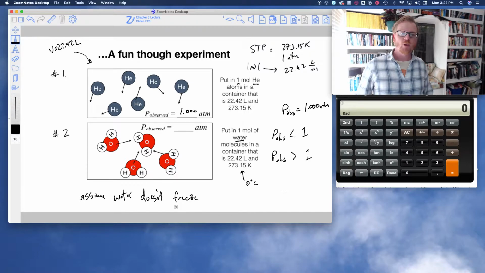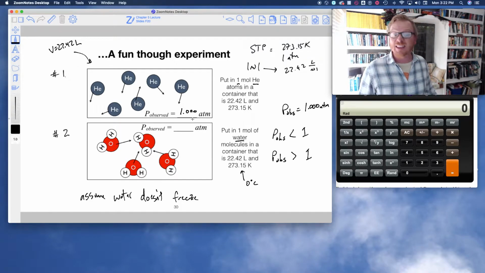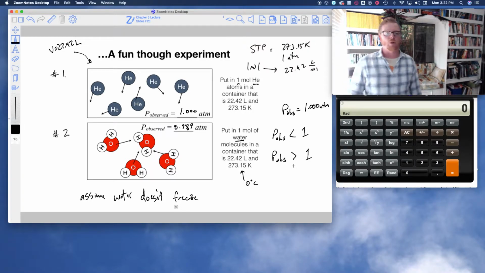Okay? Well, as it turns out, this P observed, let's see, I have it right here, it would be less than 1 atmosphere. It would be 0.989. I don't expect that you'd be able to get to that 0.989. That's why I said, think about it, is it less than 1 or is it greater than 1? So what's happening with this thing?